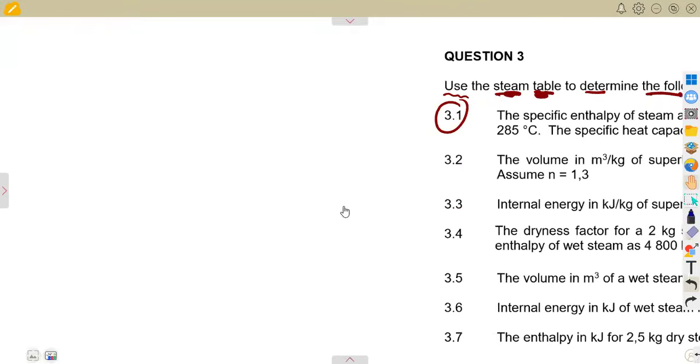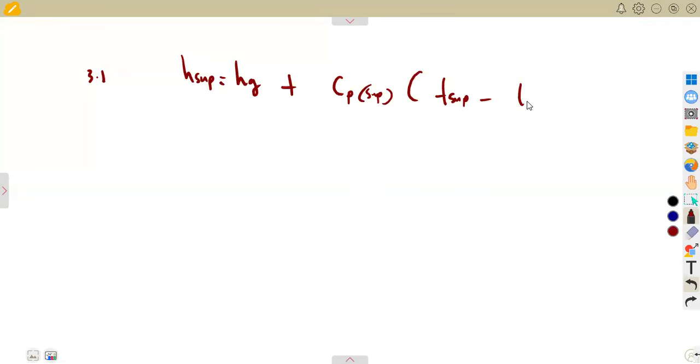So we have got a pressure there. Let us quickly take what we have. So there is 3.1. As I explained, the H sup that we are going to have there cannot be determined directly from the superheated steam table, but we can use the steam tables, meaning we are going to use Hg plus Cp for the superheated steam into the difference of the superheated, which is T sup minus Ts.